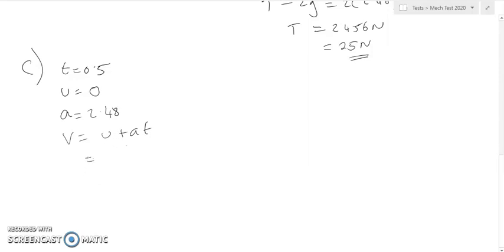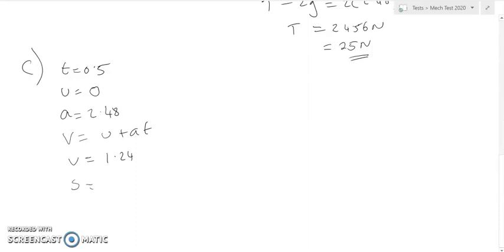So u is 0 plus at. So that gives me half of that, which is 1.24. So we know that the final velocity, when the string breaks, Q is traveling upwards at 1.24 meters per second. But how far has it traveled? Why is it important to know how far it's traveled?